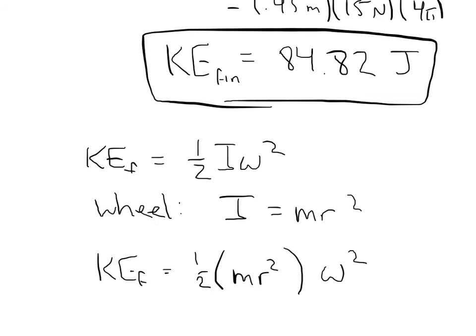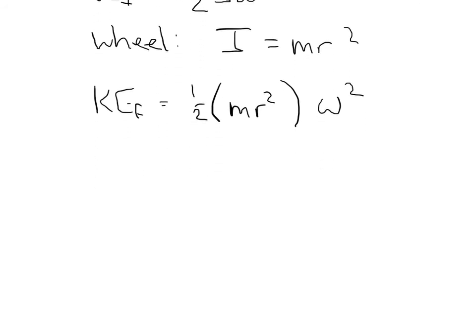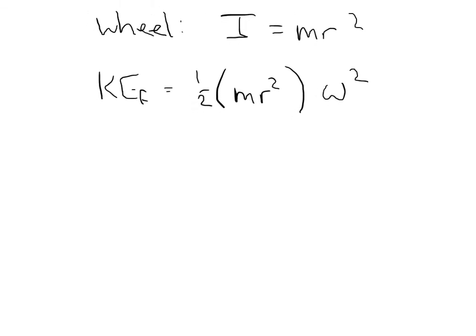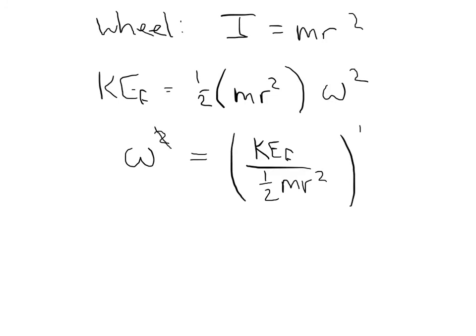So the final kinetic energy is equal to 1/2 times m r squared times omega squared. If I'm going to simplify that, I'm just taking this equation and solving for omega. Omega squared is equal to the final kinetic energy over 1/2 m r squared. Or, taking the square root of both sides, omega is just going to be equal to this number.